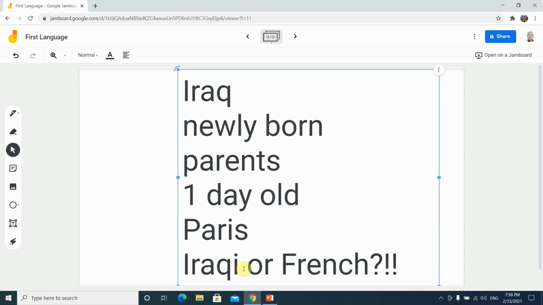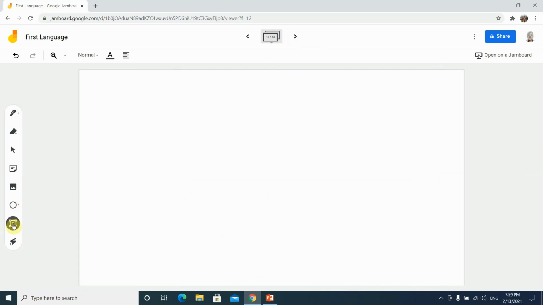So, language acquisition is not related to genetics. ما له علاقة بالوراثة. I am Iraqi. They take me to London. I am going to acquire the English language, I mean, as a child. We bring an English child to Iraq. He is going to acquire the Iraqi language. So this is the main idea: language acquisition has nothing to do with genetics.